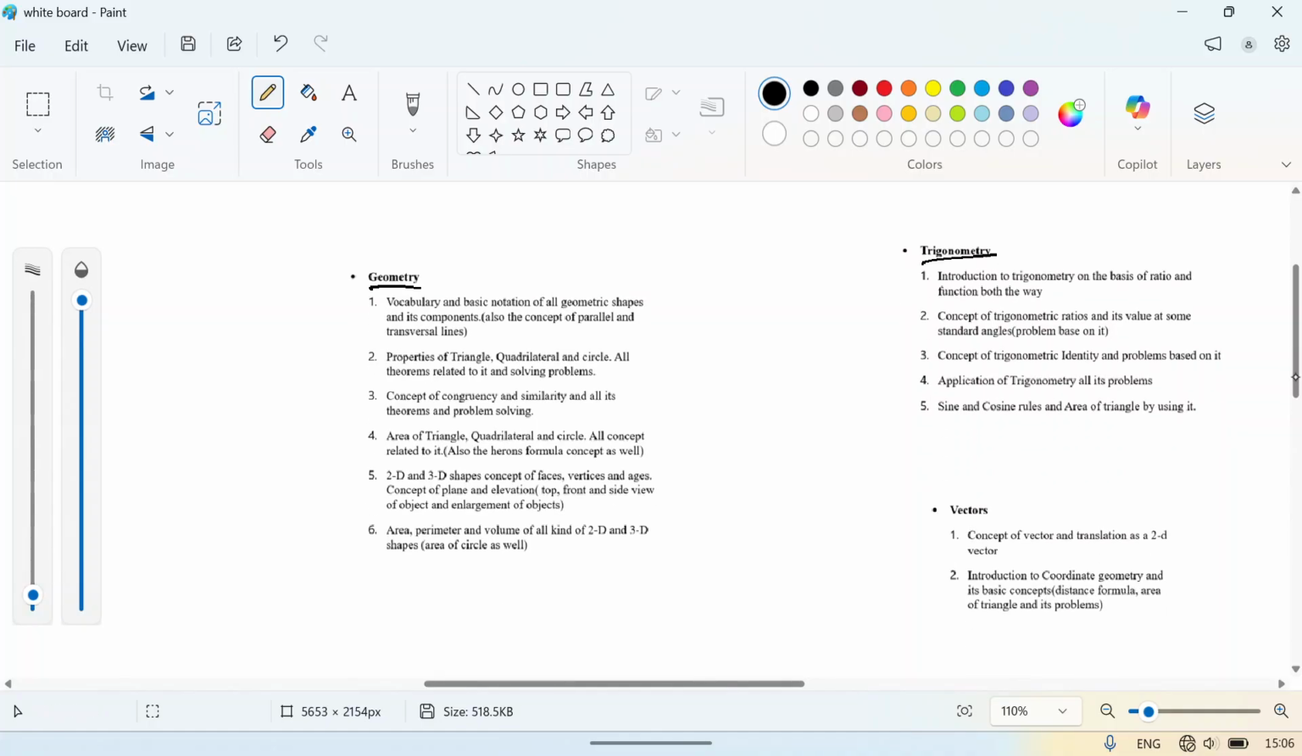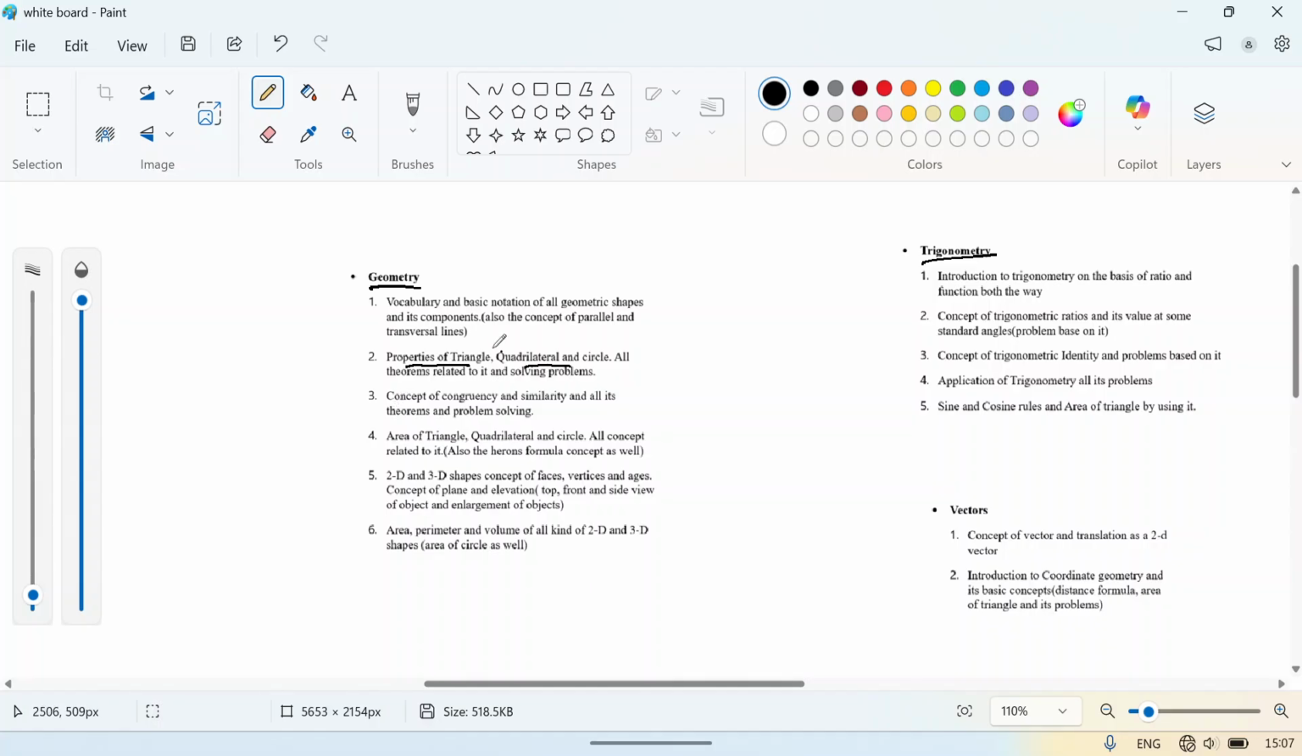The third largest area, or larger topic, of mathematics is geometry. So in the first topic, we are going to cover some vocabulary and basic notation of all geometric shapes and their components, and we learn about the concept of transversals and parallel lines. In the second session, we are going to learn about the properties of triangles, their basic properties and principles. Also we learn about some basic properties of quadrilaterals and circles and some basic theorems related to them.